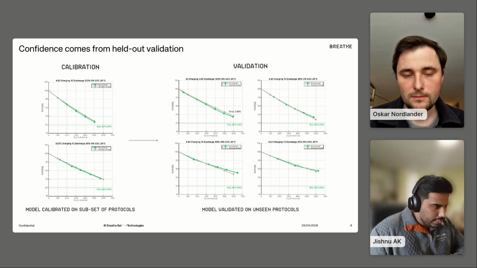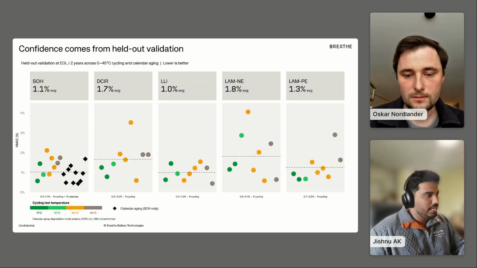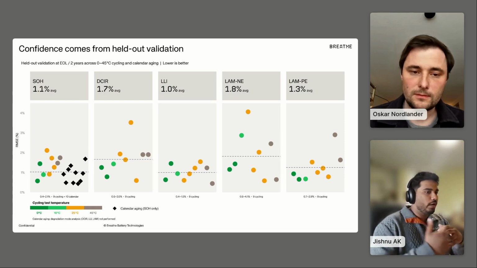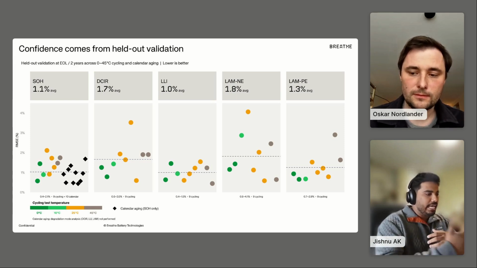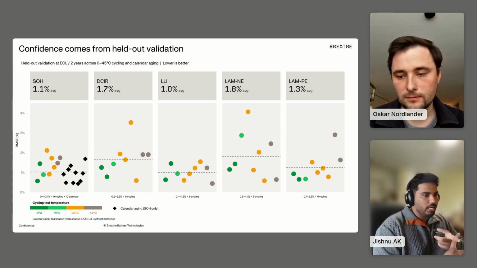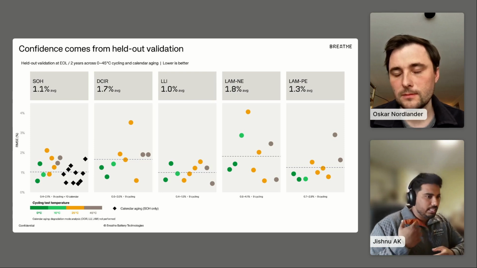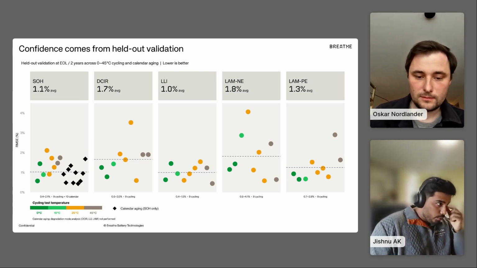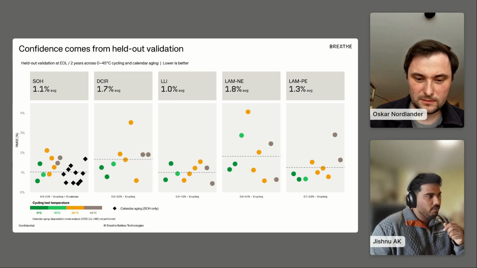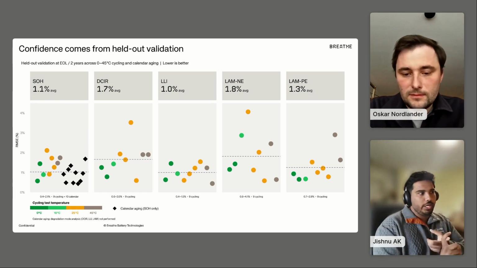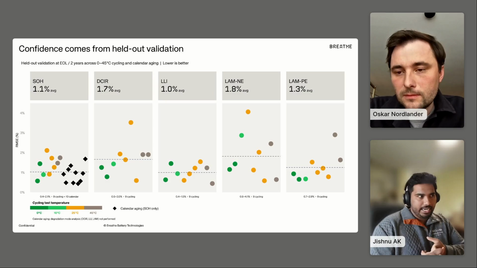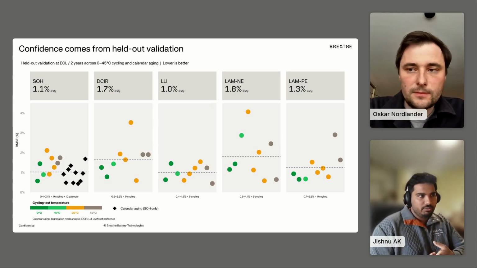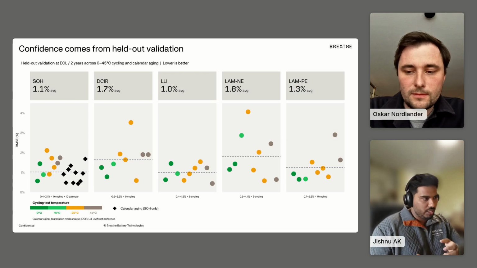So to ensure that, we extend our validation to include other aging indicators. Essentially, the more aging indicators that we get agreement upon, meaning the model agrees with experiment, the more confidence there is that we capture the right aging pathways. So we extend our validation from just the SOH metric to also include DCIR and 3 degradation modes: loss of lithium inventory, and loss of active material on the negative electrode and positive electrode.